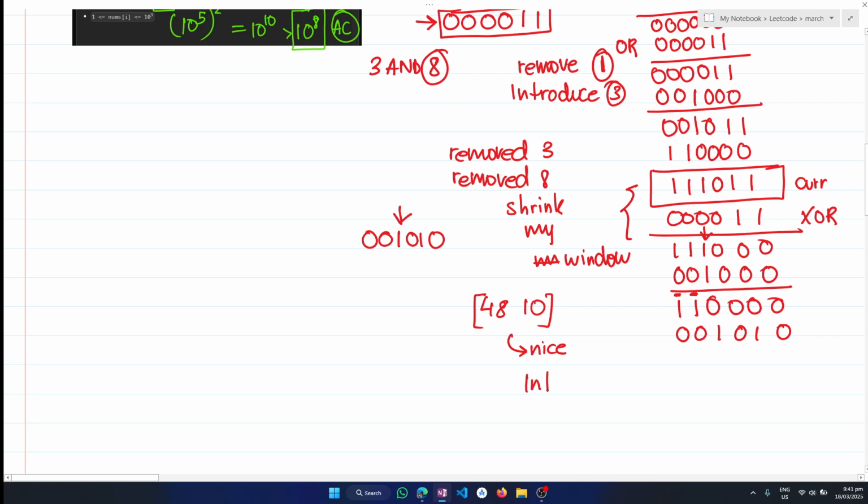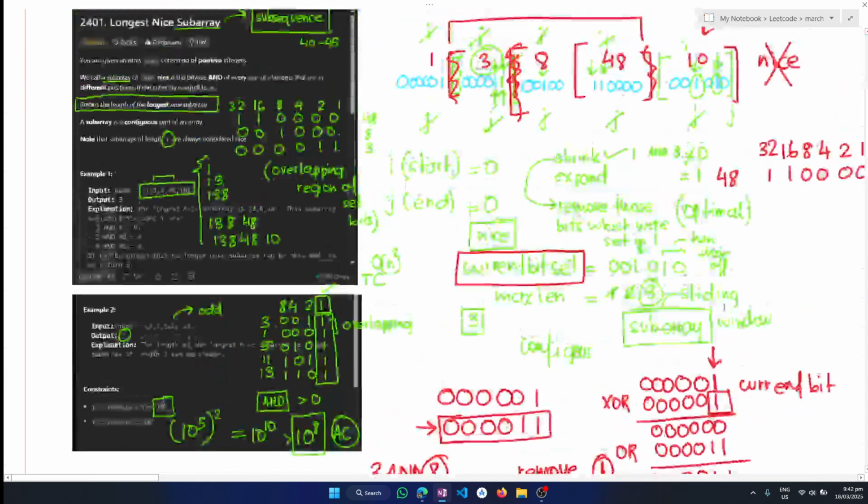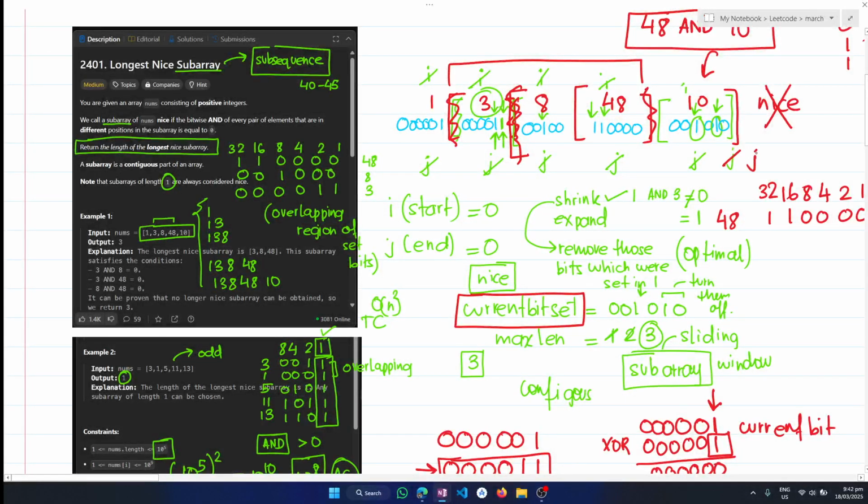I need to introduce 10 to my current bit set. Why? Because I'm trying to expand my window. So how do we introduce any number to our window? We just take the OR. As simple as that, isn't it? So this becomes my current bit set, and after I have included 10 in my window, I increment my j and it goes out of bound. This length was 2. I had two numbers inside the subarray, but we very clearly saw that 3, 8 and 48 had a length of 3. So ultimately we returned 3, isn't it?